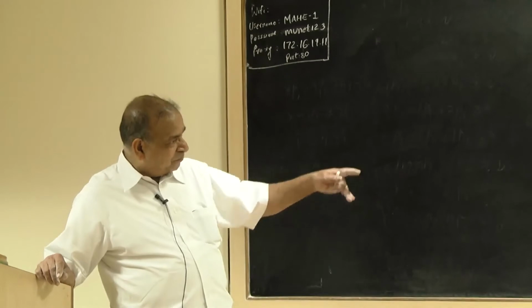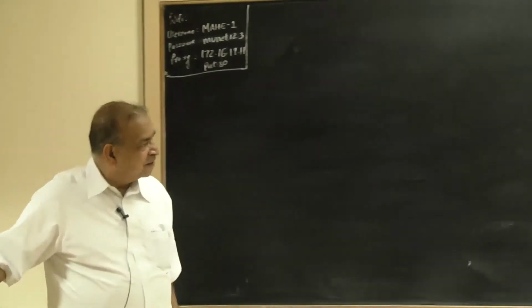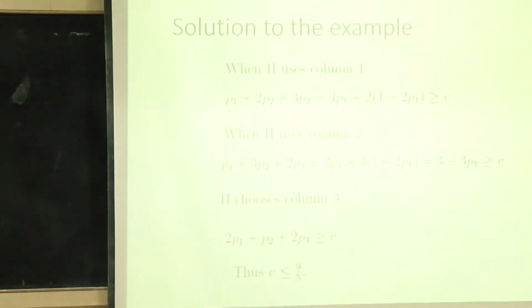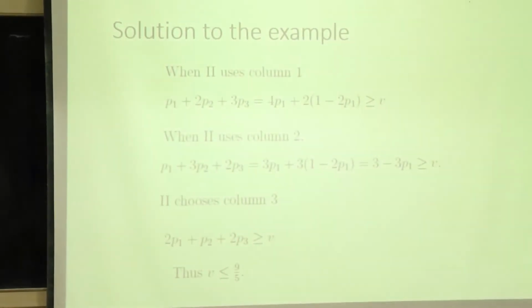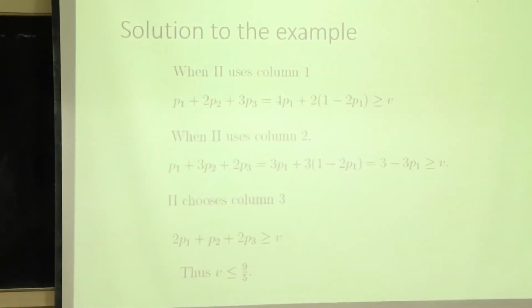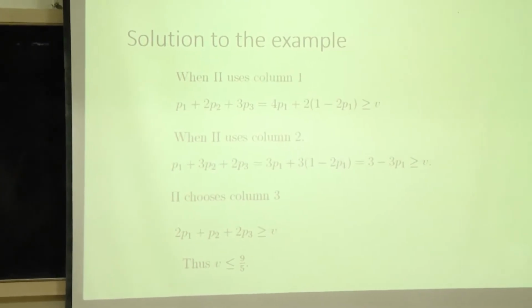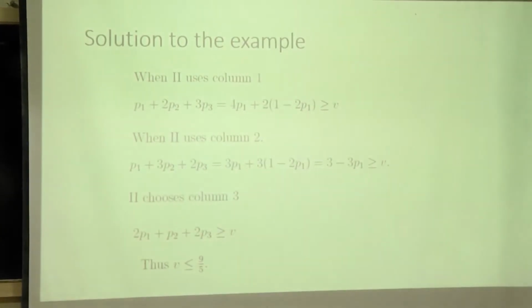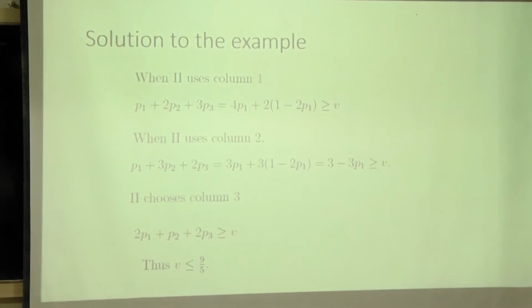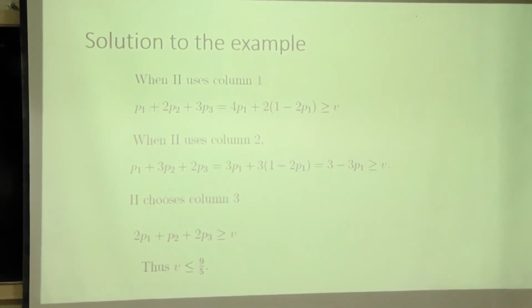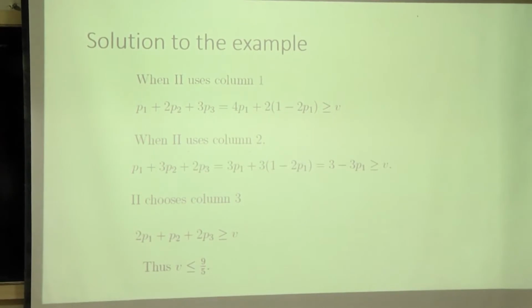But I probably, this is just a minute. When 2 uses column 1, 2 minus 2P1, 3 minus 3P1, 3 plus 2, 5, that's 2P. How do I myself do not know how I wrote that one.